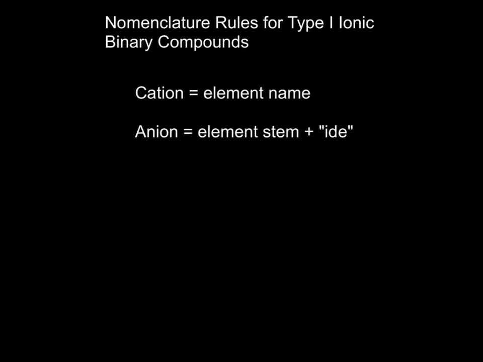The two rules for naming ionic compounds that are type 1 binary compounds are: the cation gets the element name, and the anion has the element stem plus the IDE ending. Now binary means two. So this technically means that we're only going to have two different elements, one a metal, one a nonmetal. Make sure you write the rules down.